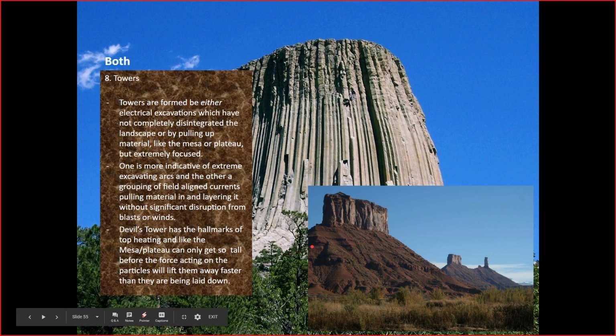The reason I put them in the both category is because it's important to note that they can both create this effect, etching and deposition. Let's go look a little bit more at Devil's Tower.